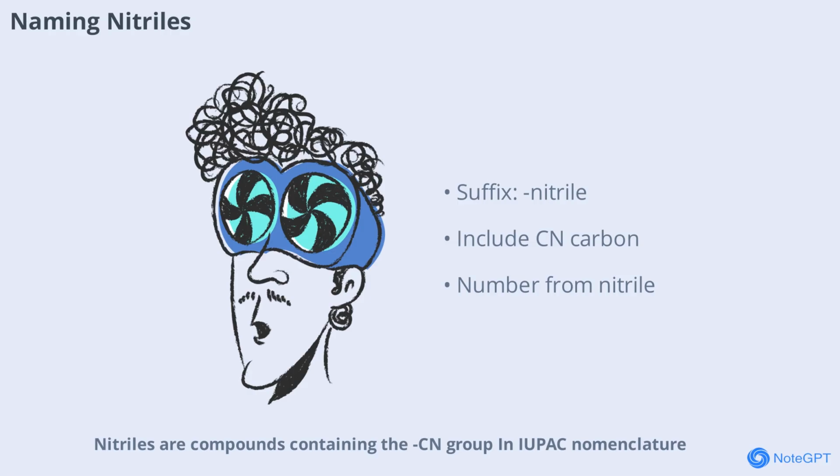Nitriles are compounds containing the CN group. In IUPAC nomenclature, the suffix nitrile is added to the parent chain. The carbon of the nitrile group is included in the parent chain and numbering starts from this carbon. For example, ethanenitrile is a 2-carbon nitrile. This naming convention helps identify the presence and position of the nitrile group.